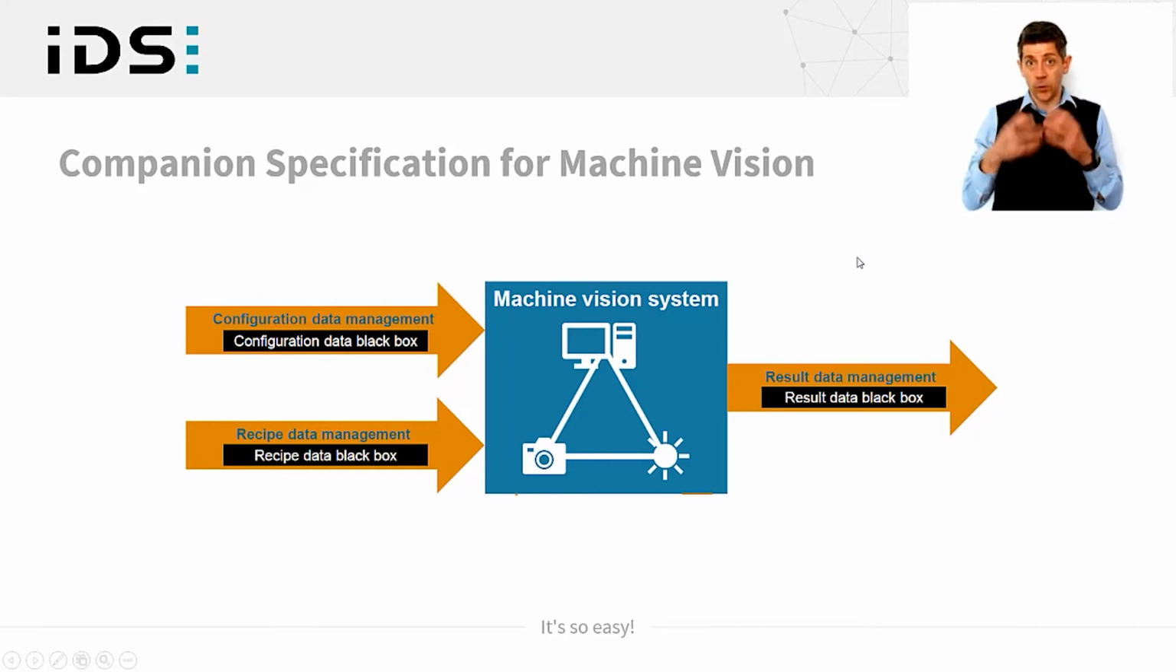OPC UA also provides a generic method of transmitting results from the machine vision system, because of the huge variety in what might be configured on the system and the variety in the format of the results. The actual contents remain vendor specific and are therefore treated as black boxes.